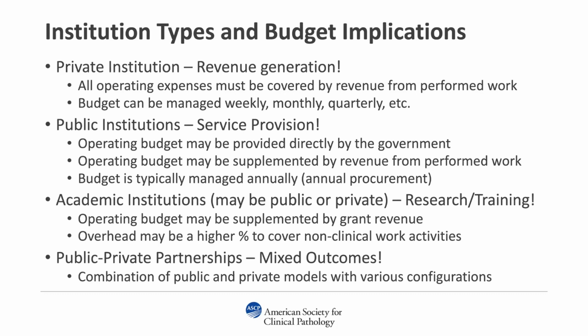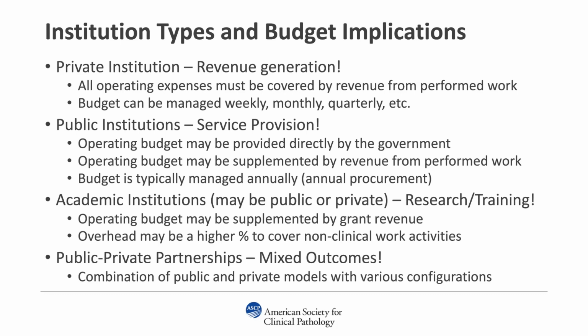So you may have the government providing some budget to serve for this organization, and then patients may pay a little bit, not the full amount, but a little bit in order to supplement that, and that covers the cost. And the budget is typically managed annually using annual procurement, or it could be done on the 6-month or the quarterly. When we look at private institutions, their budgets are managed almost daily or weekly, but they can choose to use larger timeframes. Then a third category are academic institutions.